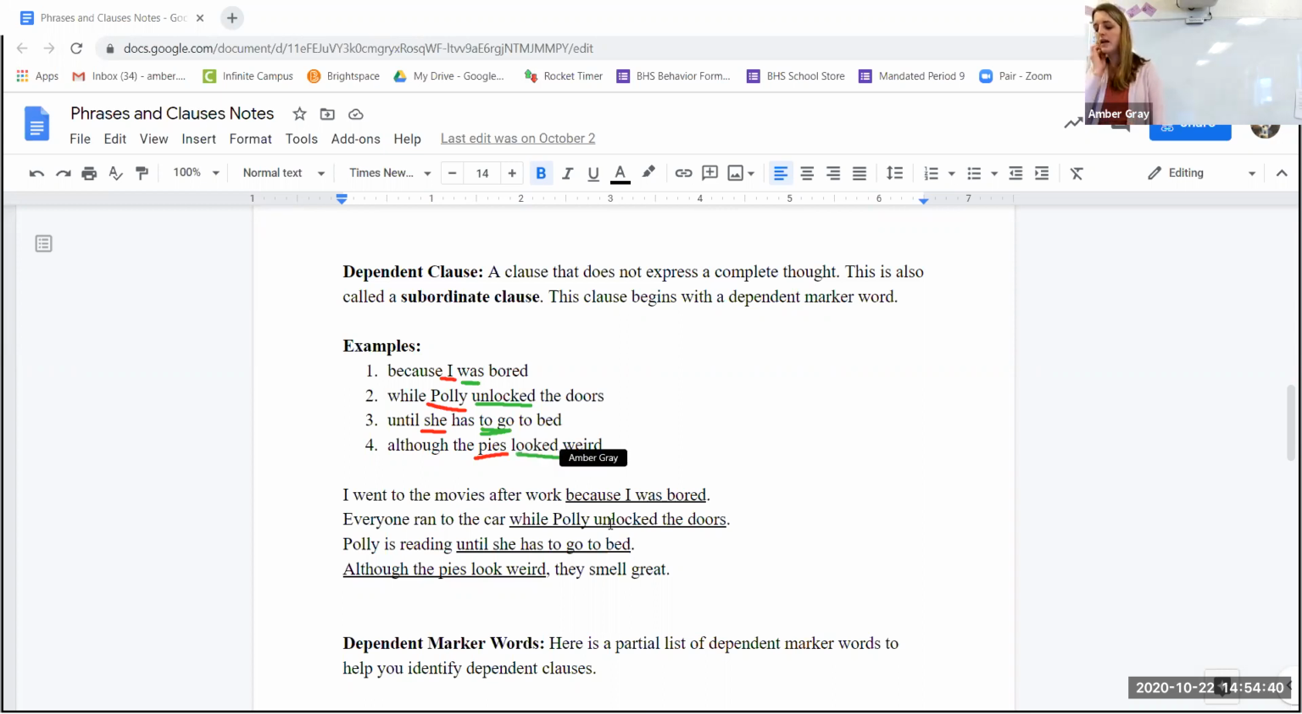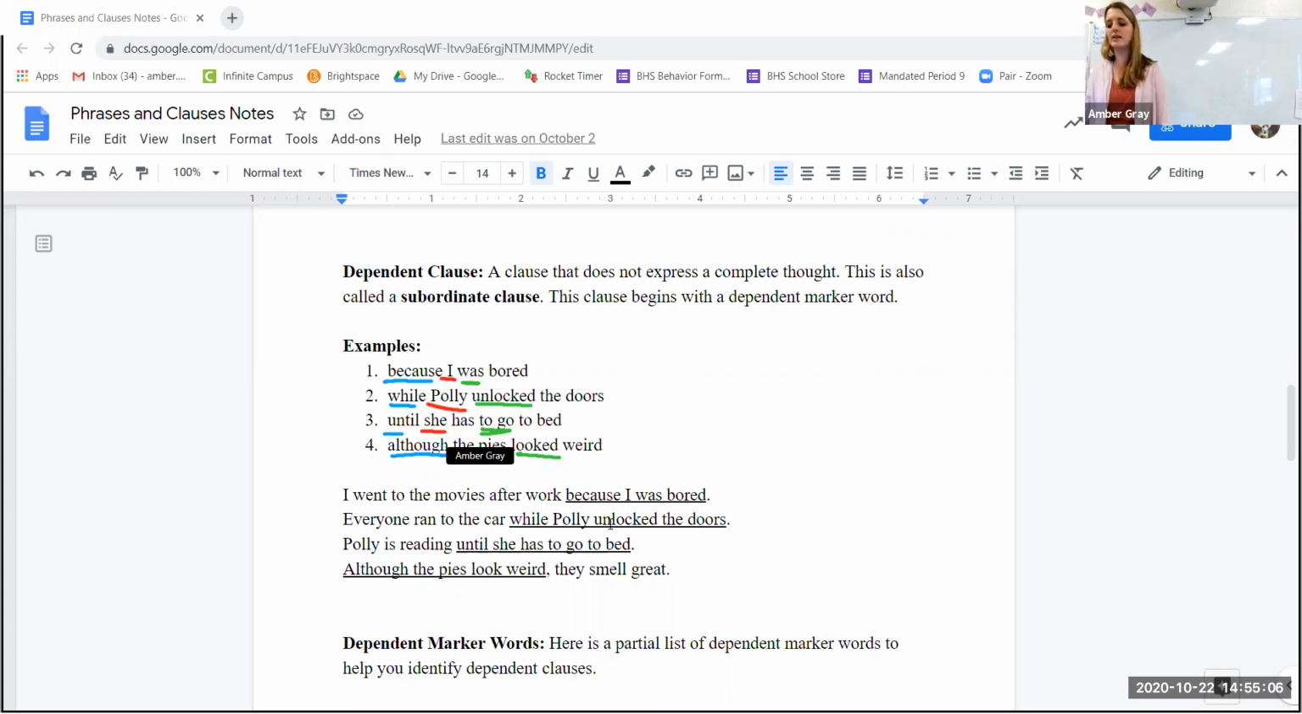Okay. And then although the pies looked weird, here we've got pies as our subject and looked is our linking verb there. Okay, so each of these have a subject and a verb, but notice that none of these can act as a complete thought. That is, they couldn't be their own sentence. Although the pies looked weird, well, that makes us wonder what. Okay, notice that the reason why these can't be complete sentences is because of the word at the beginning. So because, while, until, and although.